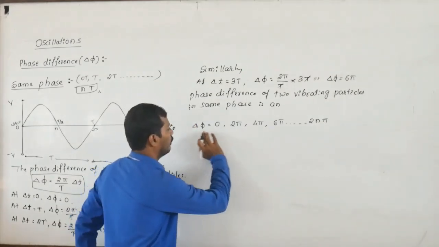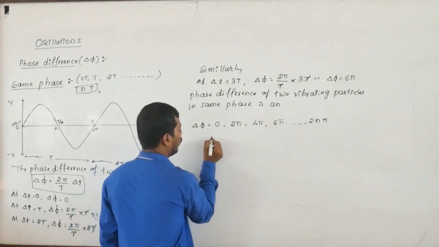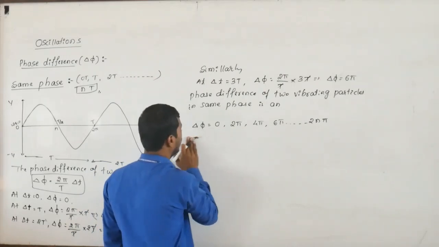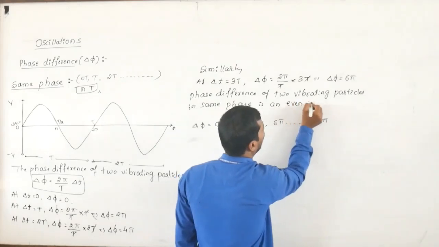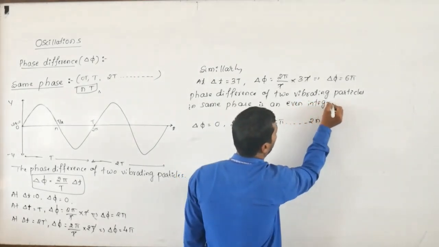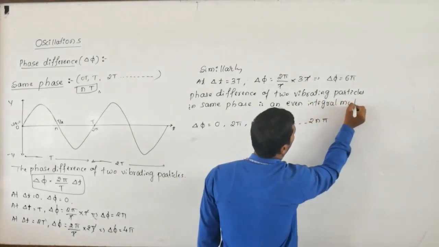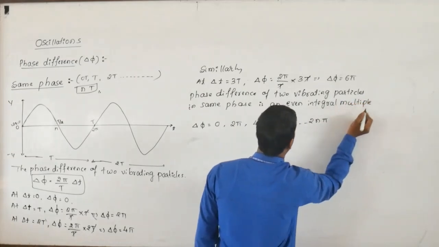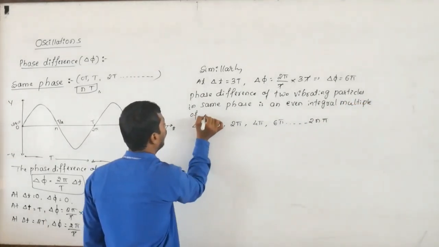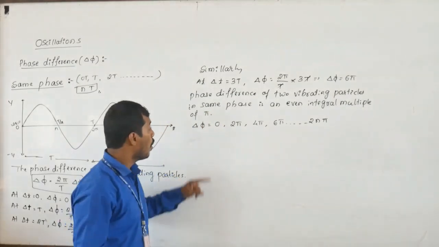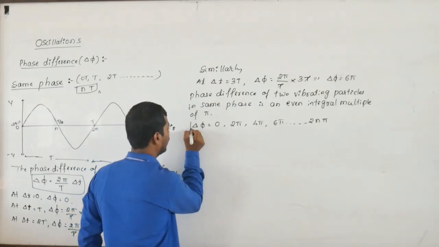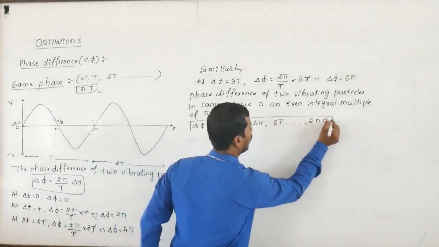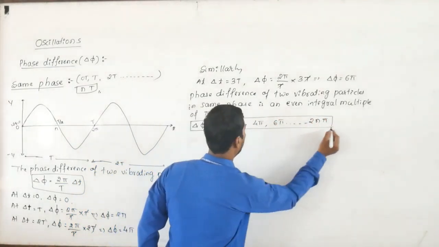Delta phi is nothing but an even integral multiple of pi. One sentence is over. Then what about the time difference? What about the time difference here?